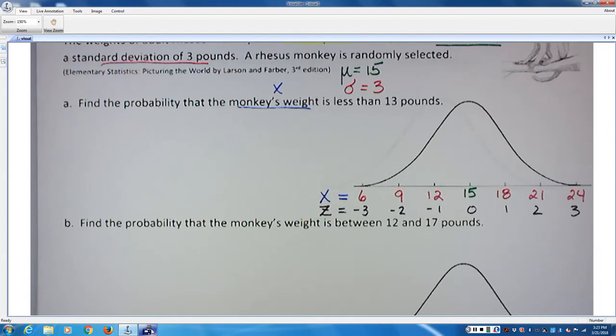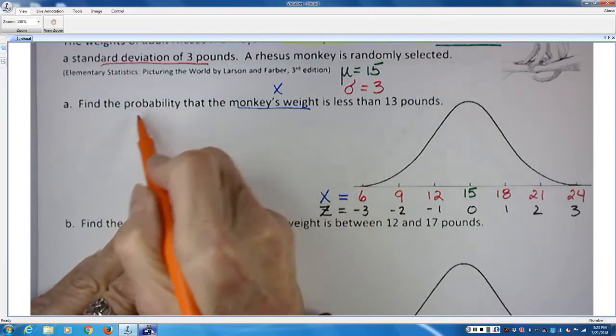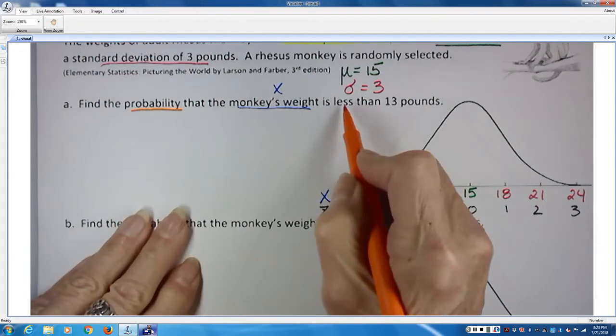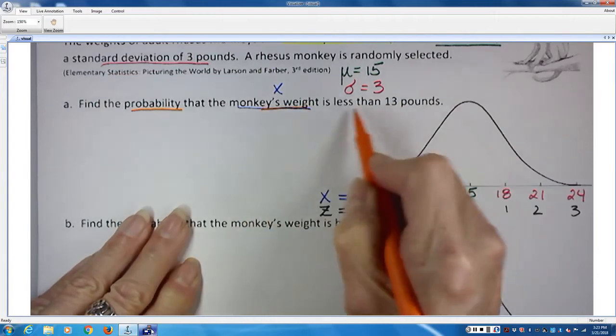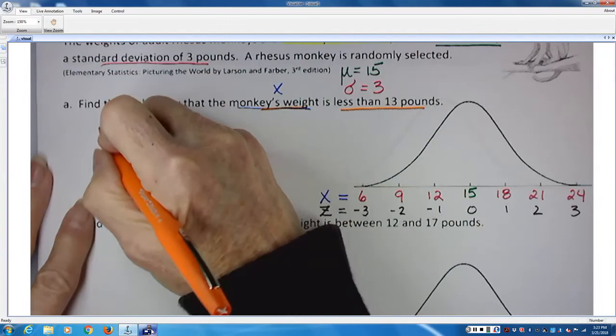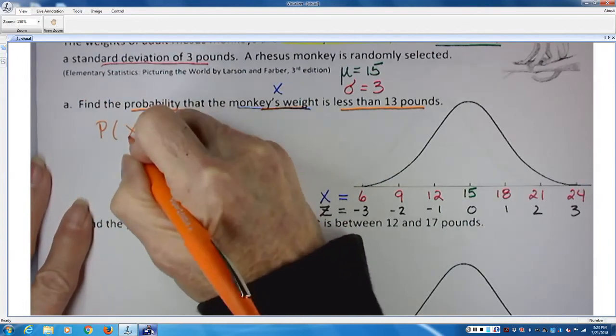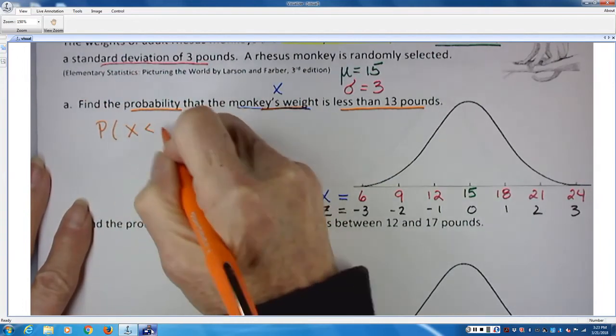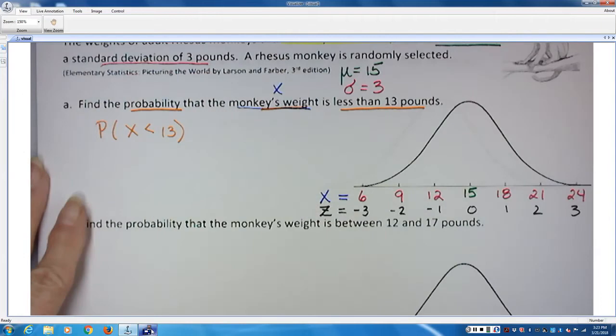And then the question that they ask us actually this time is a little bit different, because what they ask us is, what is the probability that a monkey's weight is less than 13 pounds? So the question they're asking us in symbols is to find the probability that X, which is a monkey weight, is less than 13.